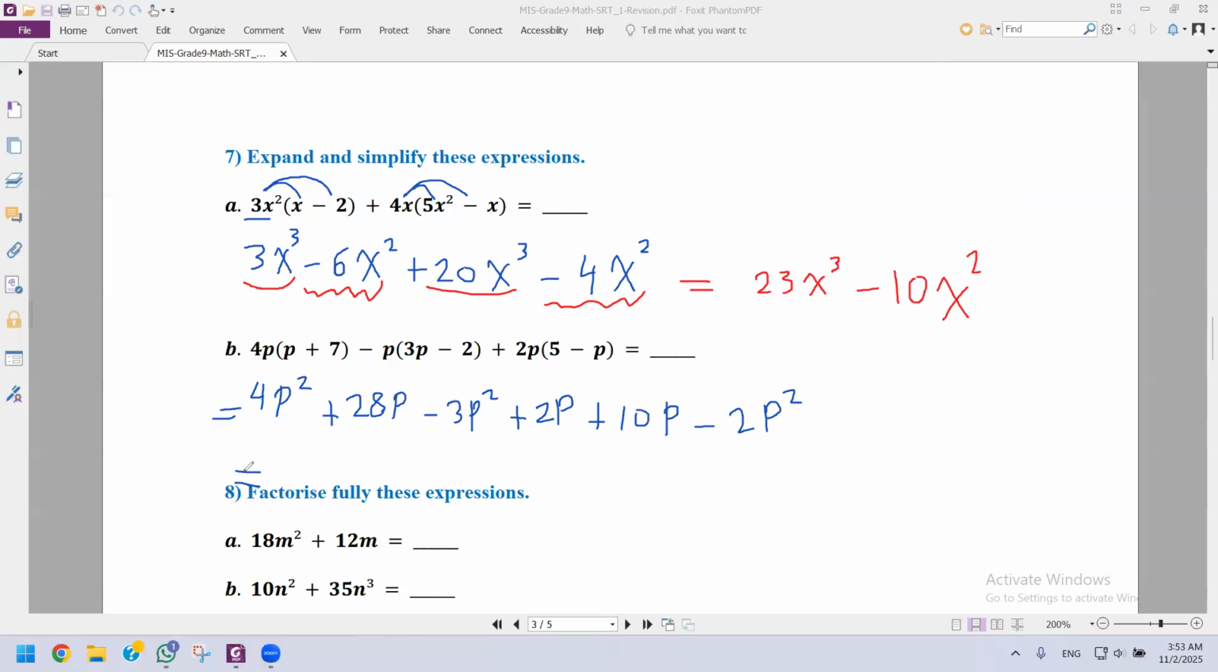Now let's simplify. Let's work out the squares together. 4p squared minus 3p squared. This is 1p squared. Minus 2p squared is minus p squared. Now let's do the p. 28 plus 2, 30. 30 plus 10, 40. So plus 40p. And that's it. We cannot simplify more. Some of you might write 40p minus p squared, which is the same thing.